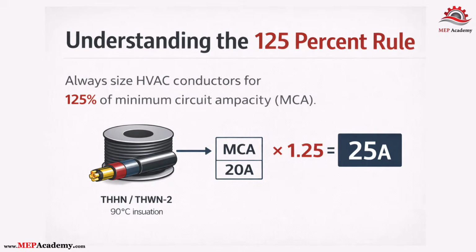Understanding the 125% rule. The NEC requires that branch circuit conductors for air conditioning equipment be sized at 125% of the rated load. However, in most modern air conditioning equipment, this calculation has already been performed by the manufacturer. The result of that calculation is shown directly on the nameplate as the minimum circuit ampacity, or MCA. So when you see an MCA value, the 125% factor has already been applied.